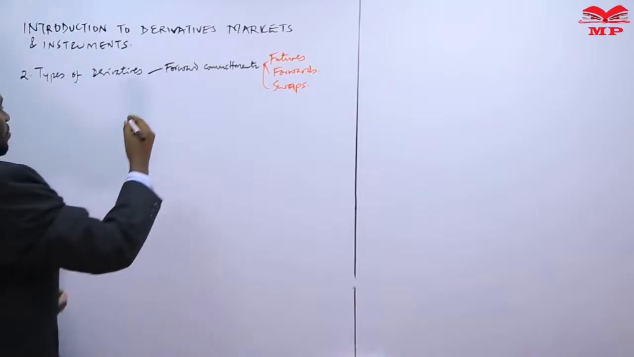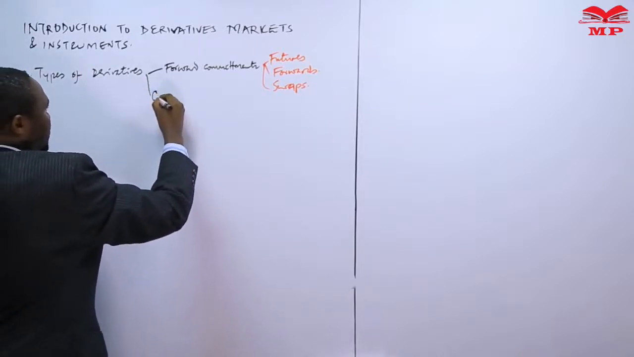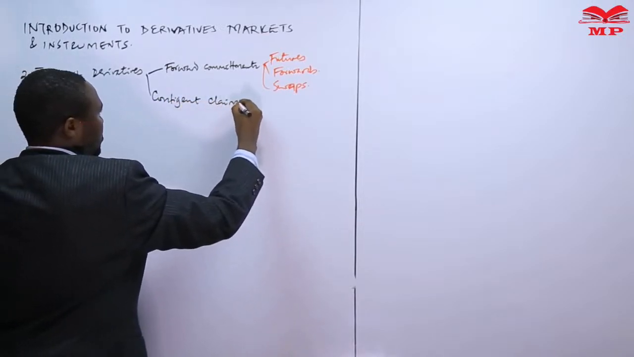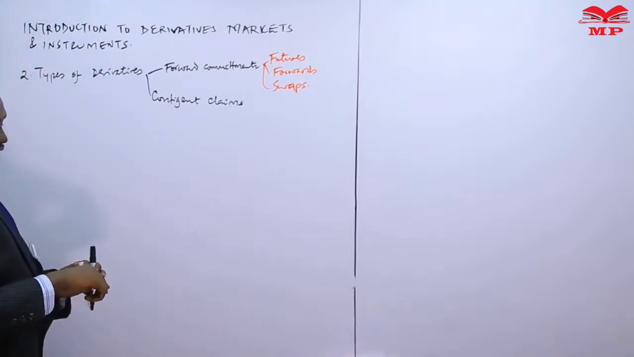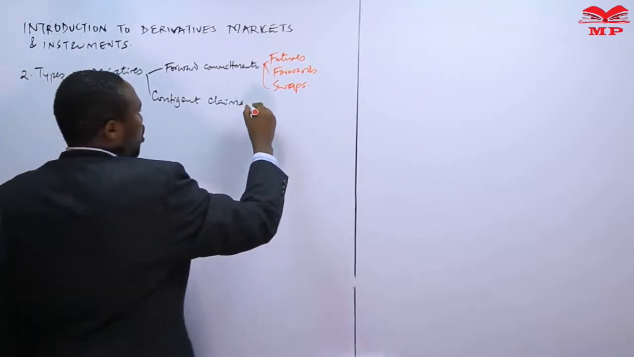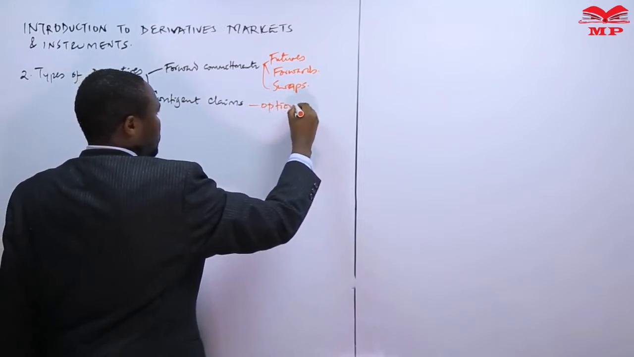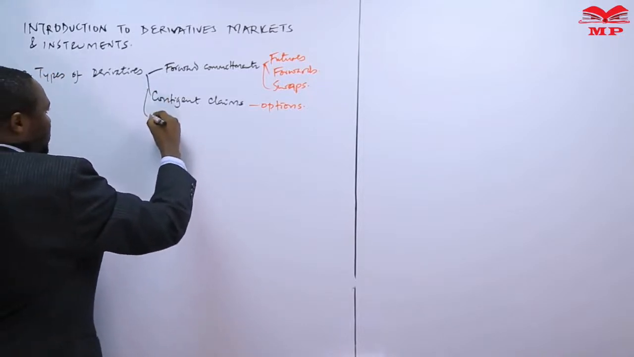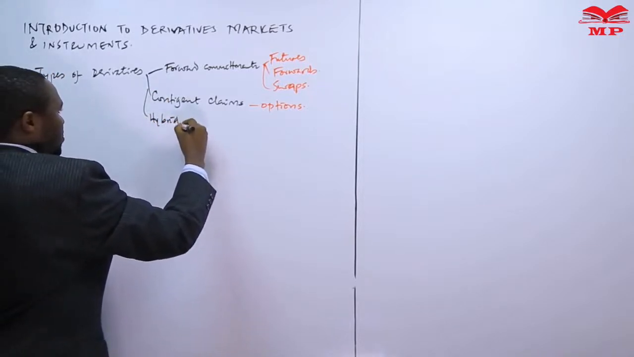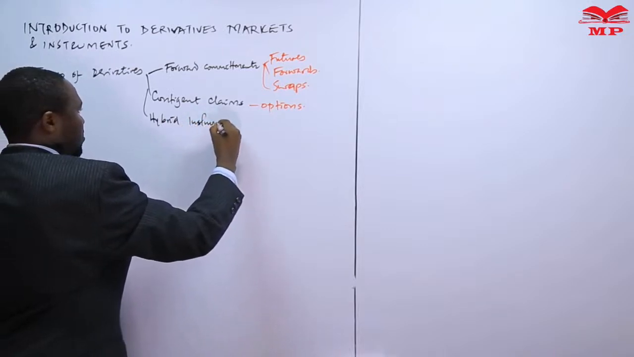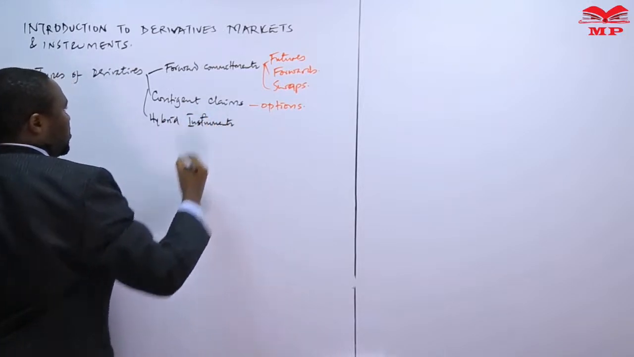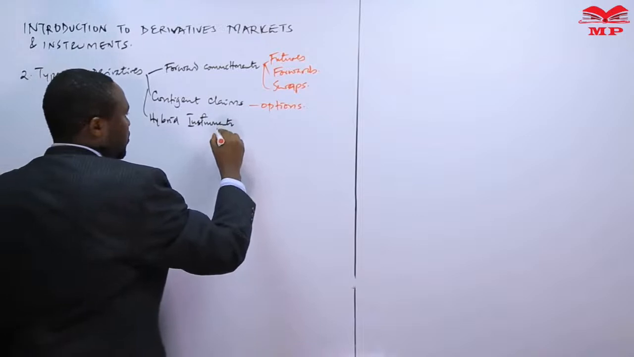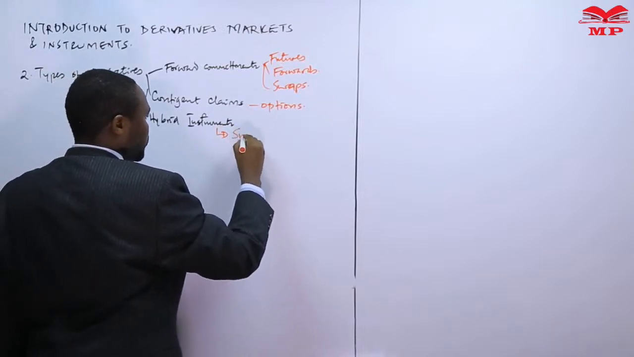The second type are called contingent claims. In contingent claims, we are talking about what? Options. And then we have hybrid instruments. In hybrid instruments, we have an example to deal with, for example, swaptions.